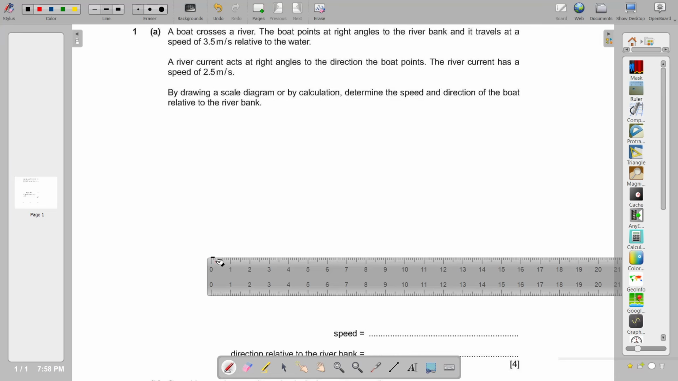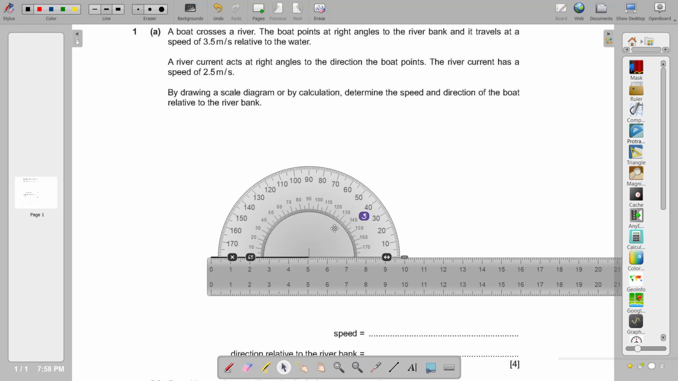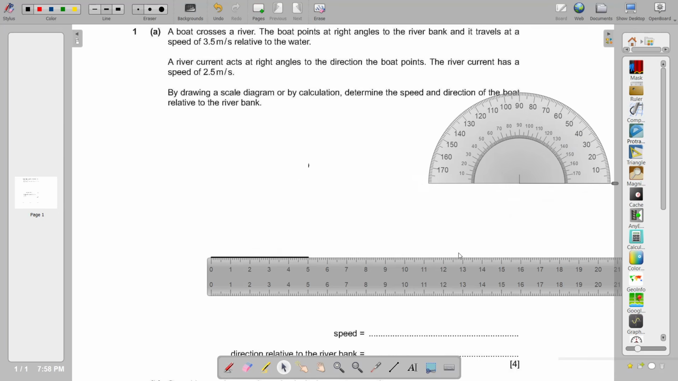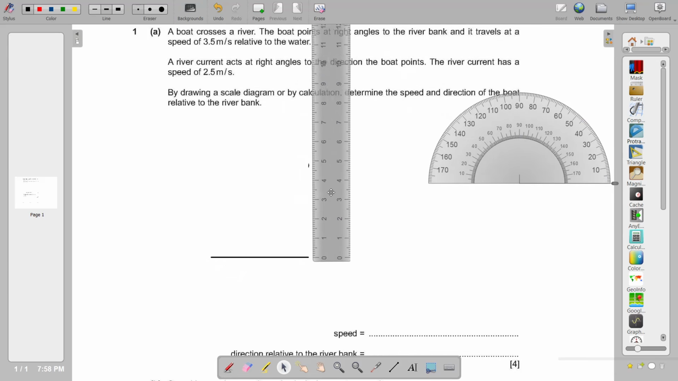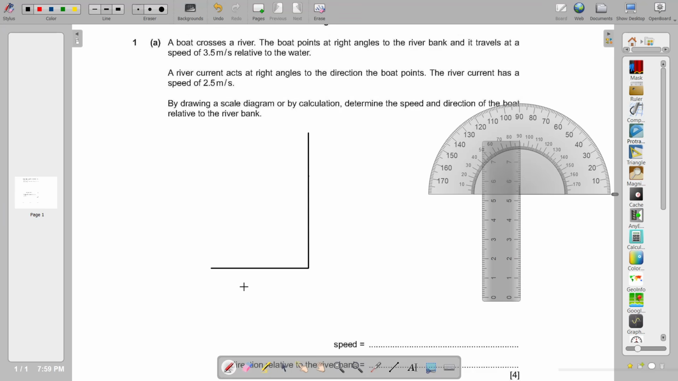First we draw the 5 centimeter arrow. Then we use a protractor to measure the angle from the end of that arrow and mark where it is pointing at 90 degrees. Now we remove the protractor and rotate the ruler so we can draw the 7 centimeter long line. There we go, 7 centimeters. After that we need to label and draw the arrows. So this is the 2.5 meters per second velocity, and this is the 3.5 meter per second velocity.